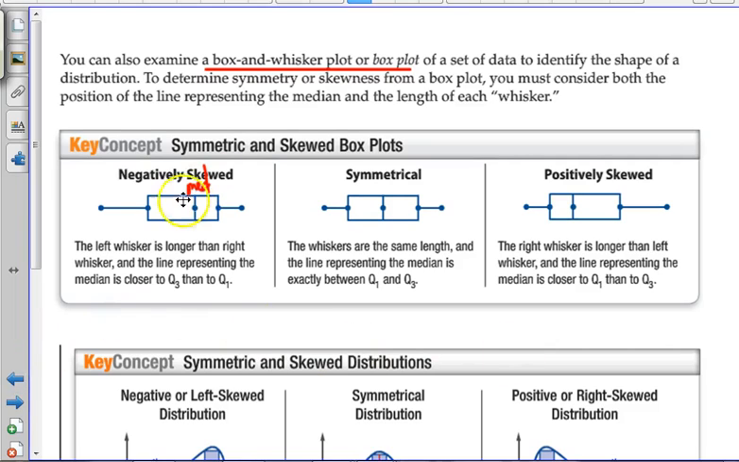So the median here, okay? The median is in the middle of the box. When there's a lot more to the left, dragged out further apart on the left, then it's negatively skewed. When the median is here and there's more dragged out on the right, then it's positively skewed. All right.